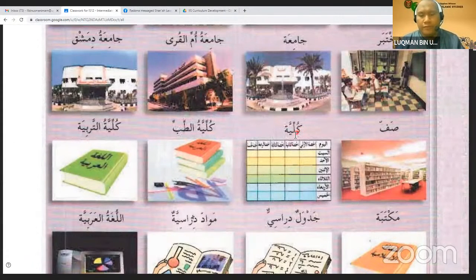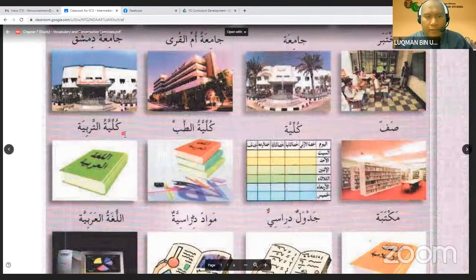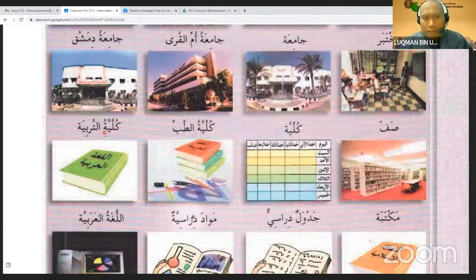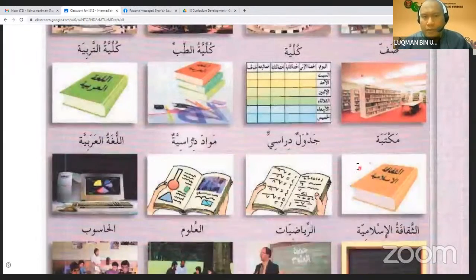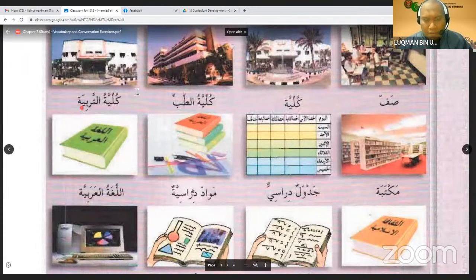Then كلية, كلية. You have to be very careful with the shadda here. If you remove the shadda, it will have a different meaning: it will be kidney. So كلية means college or department. كلية الطب, College of Medicine. كلية التربية, College of Education. Tarbiyah literally means discipline, so it's the College of Discipline, College of Education.